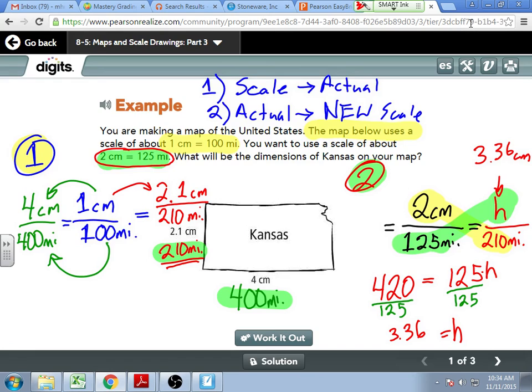Shahib? I did 210 divided by 125, and I got 1.68, and then I times it by 2. So instead of cross multiplying and then dividing, you divided and then multiplied. And because multiplication and division are essentially the same, you can, in some cases, do them in different orders and be okay.